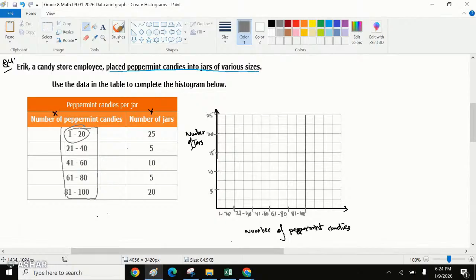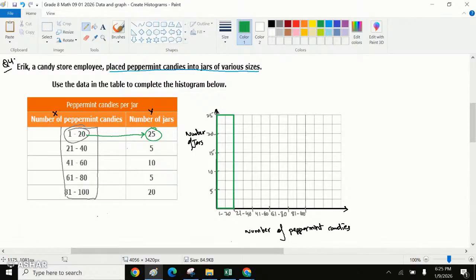So between 1 and 20, how many jars were there? Between 1 and 20, there were 25 jars, right? Agreed. All we are doing is bringing the information from the grouped data, from the grid onto the graph. What we are saying is between 1 and 20 on the x-axis, there would be a 25 value on the y-axis, right? So the bar will have a height of 25.